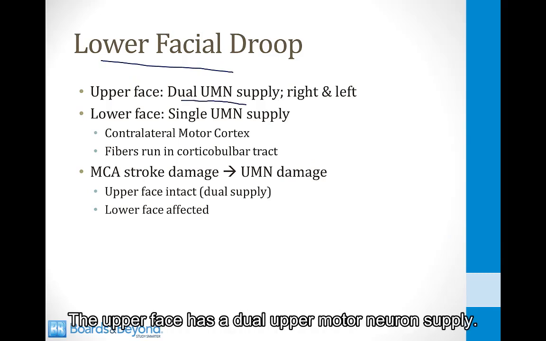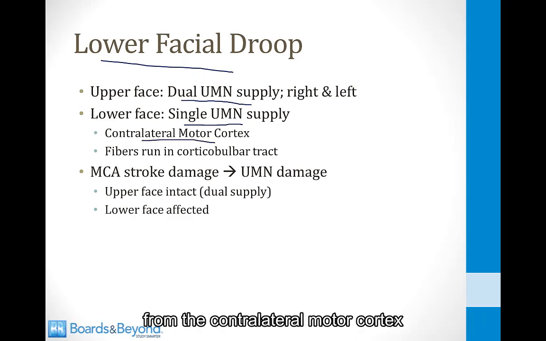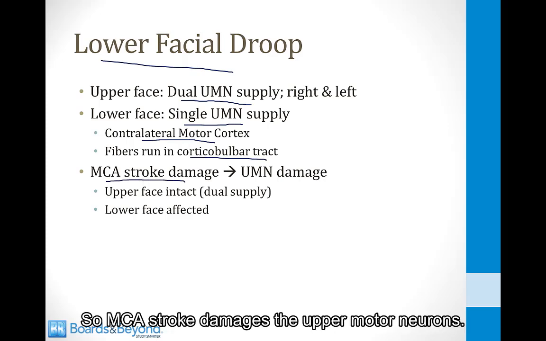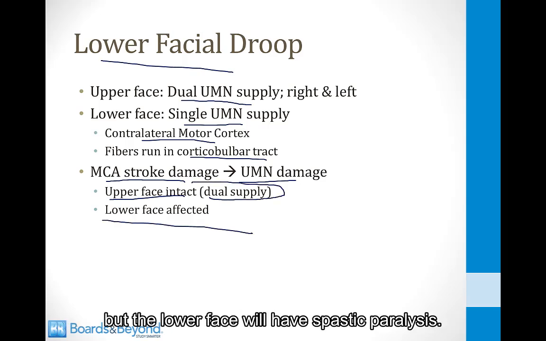The upper face has a dual upper motor neuron supply. The lower face has a single upper motor neuron supply from the contralateral motor cortex with fibers running in the corticobulbar tract. So MCA stroke damages the upper motor neurons. The upper face remains intact from that dual blood supply, but the lower face will have spastic paralysis.